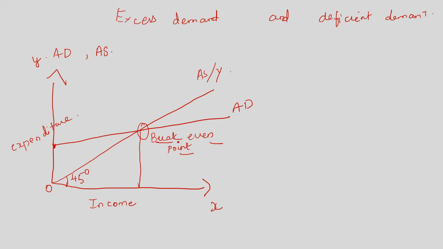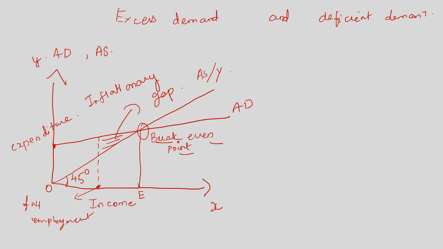This is the curve. In between, I will take it as E. Between 0 and the break even point, we call it full employment. I am drawing one dotted line. Here, this gap is called the inflationary gap. This is called excess demand.